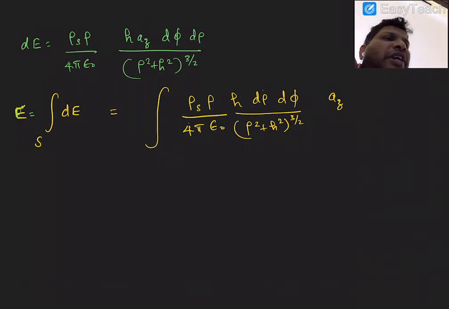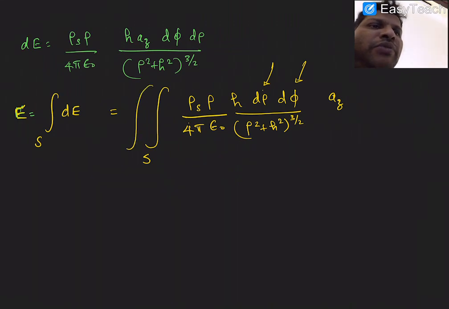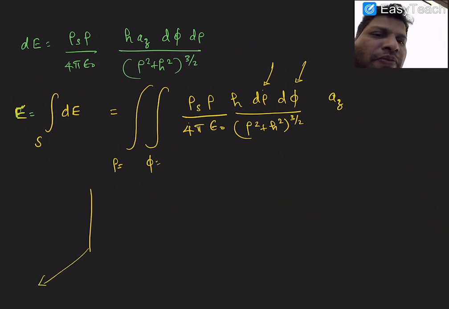Now you can see that if we want to integrate over the whole surface, we have two variables, one is rho and another one is phi. So we have to do the double integration. That means we have to integrate along rho, and we also want to integrate along phi. So what will be the situation here?